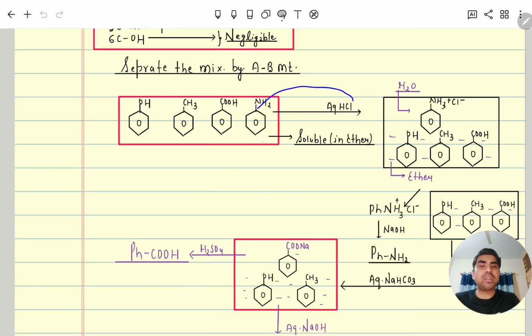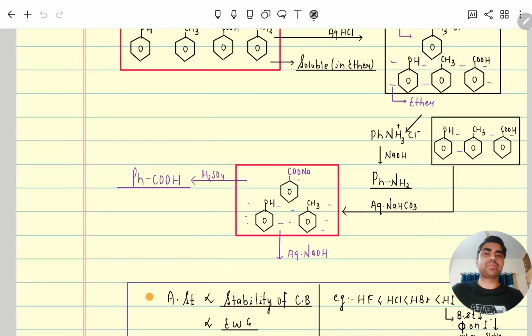When it is reacting, it will form NH3 plus and Cl minus, meaning it will form a salt, anilinium chloride. You know that a salt, irrespective of the hydrophobic part, is soluble in water. So here it is soluble in water, and since ether is lighter, the ether will be the upper layer. In ether, these three compounds are there, and this compound is soluble in water. Now we can segregate by separating phenol and the others.